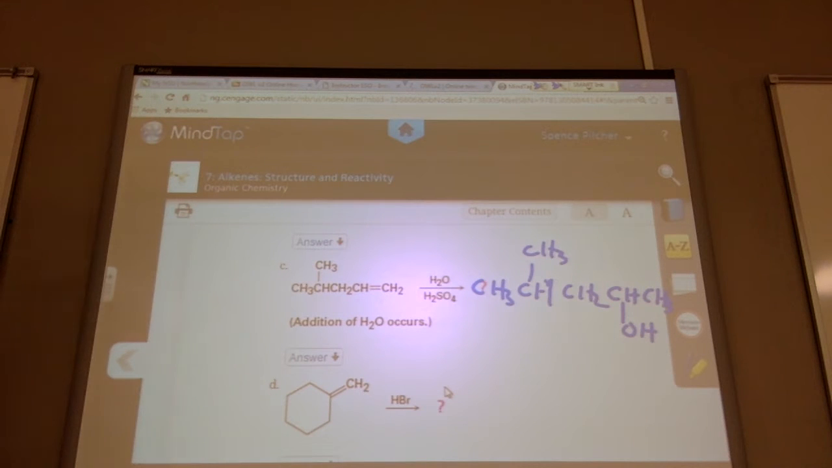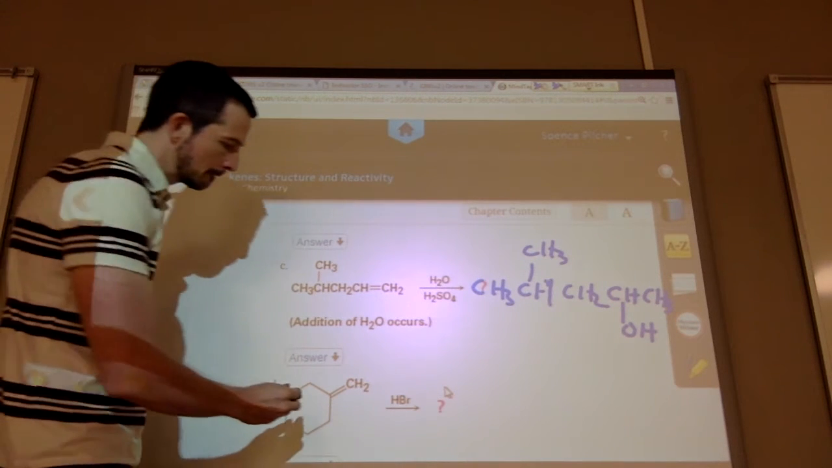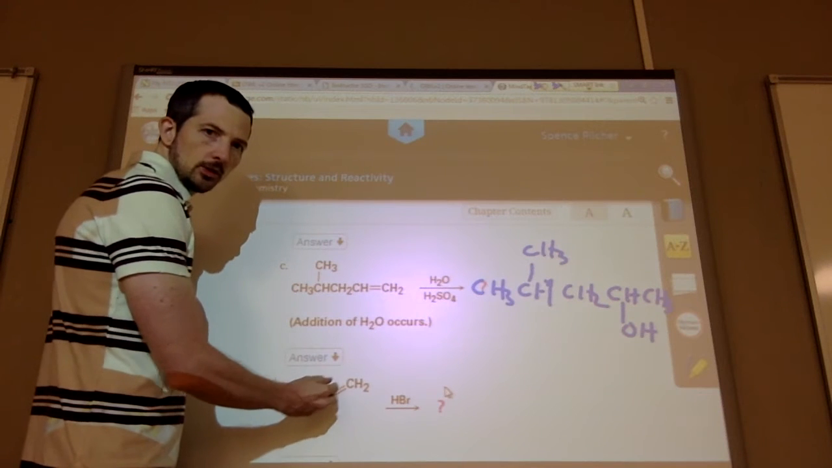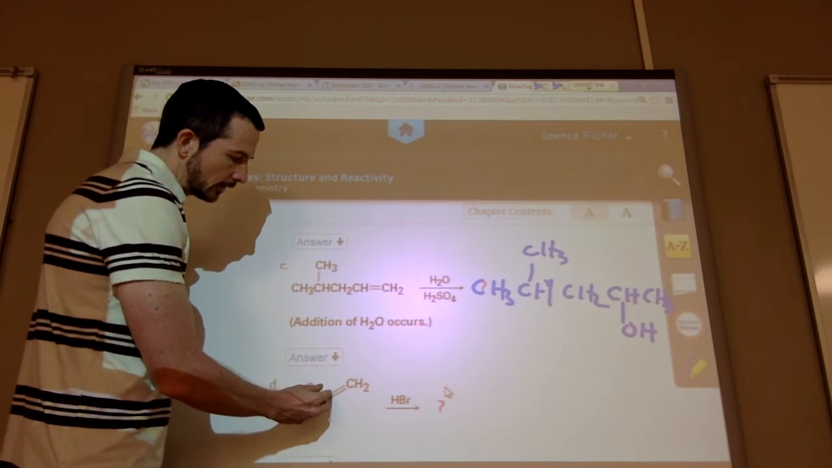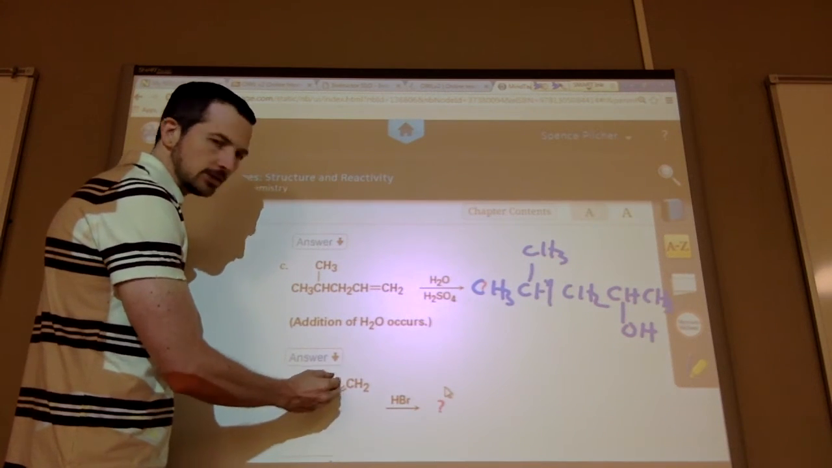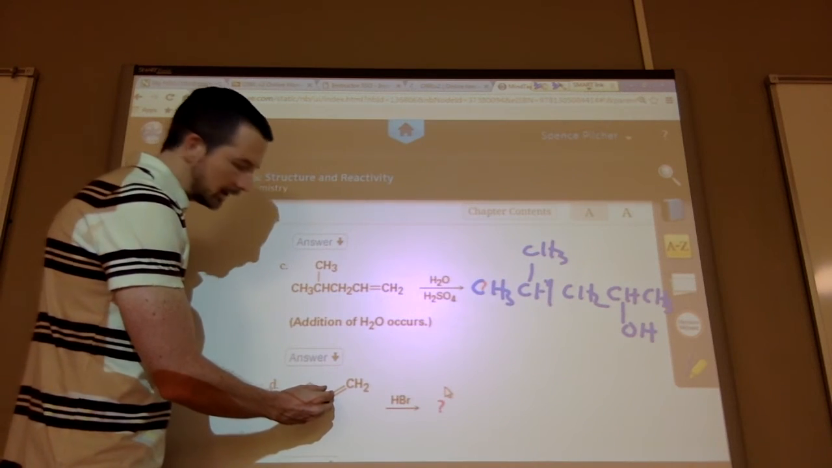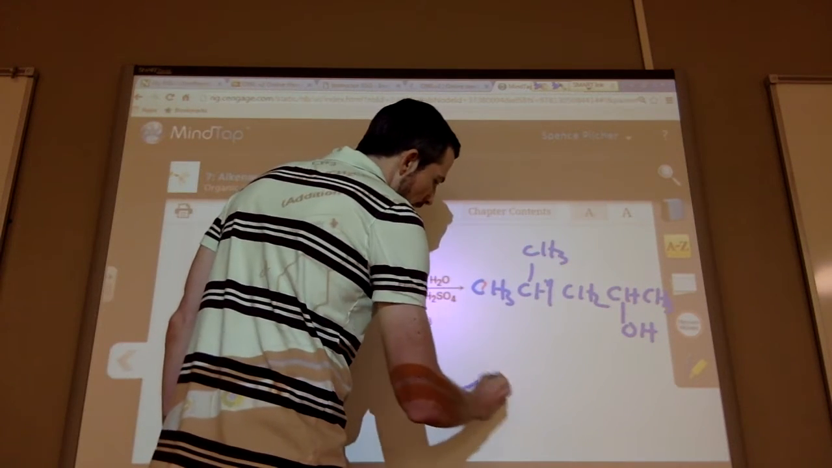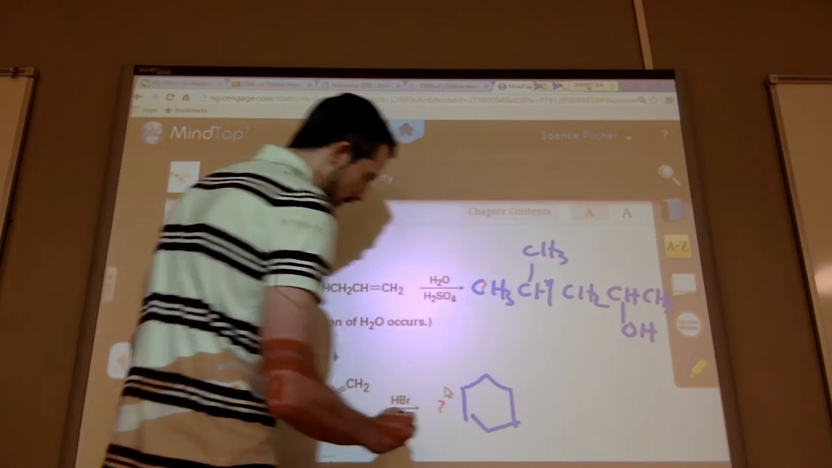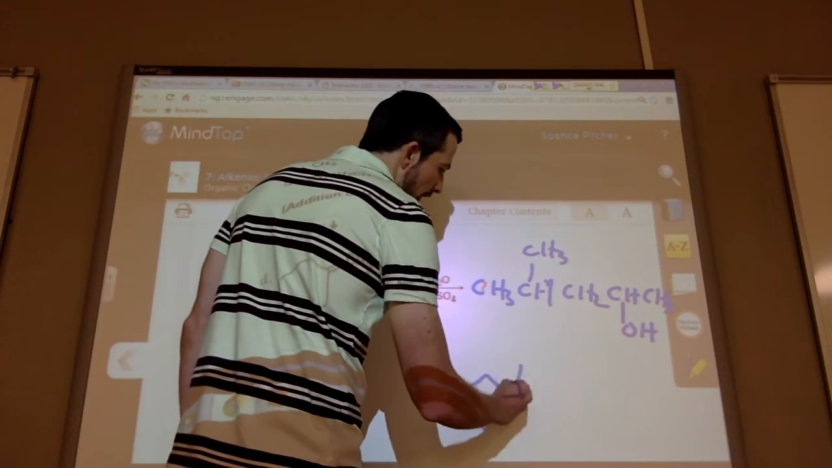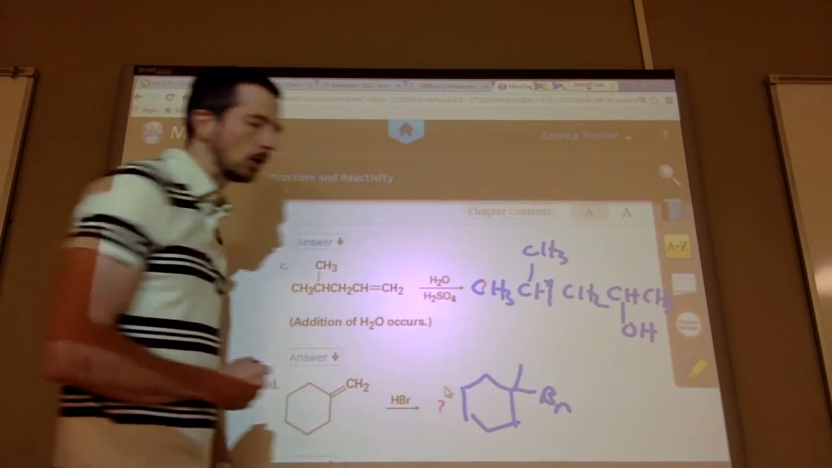Look at the next one, D. There's my 2 carbons in my double bond. This carbon has 3 carbons attached to it. This just 1, so the bromine would attach here. CH3, bromine.